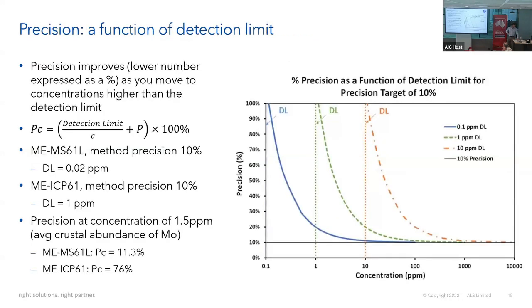Precision as a function of detection limit. This is fairly important stuff here, but the thing to note is that precision improves. You get a lower number expressed as a percent as you move to concentrations higher than the detection limit. It shows 2 different methods there, MS61L and ICP61. We use method precisions at ALS, and both of these methods have a method precision of 10%, but they have very, very different detection limits. At an average crustal abundance of molybdenum of around about 1.5 parts per million, you can see the precision in that MS61 method is around about 11%, whereas for ICP61, it's up at 76%. And that can have a big influence on what you can then do with the data.